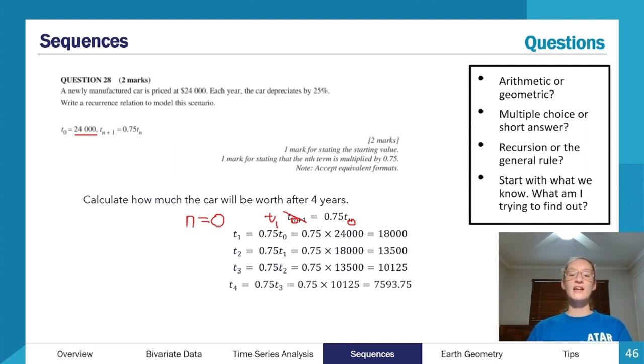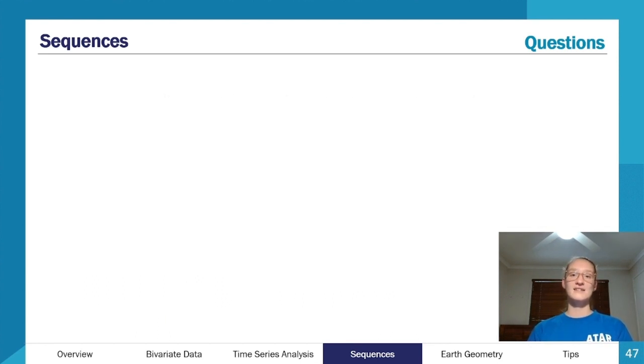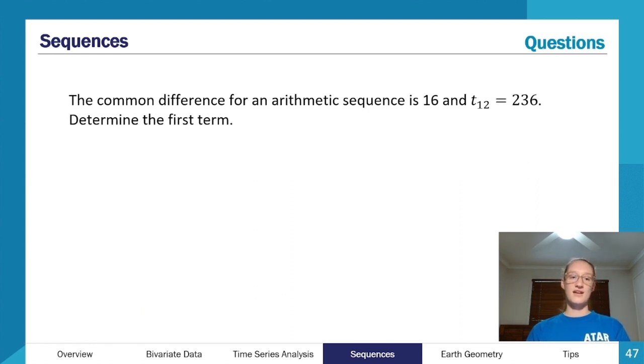We apply the rule again, and now we've actually answered our question. So therefore, after 4 years, the car will be worth approximately $7,593.75. So that's our question there.